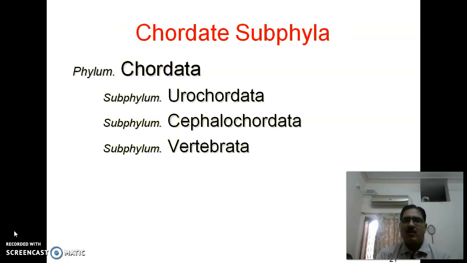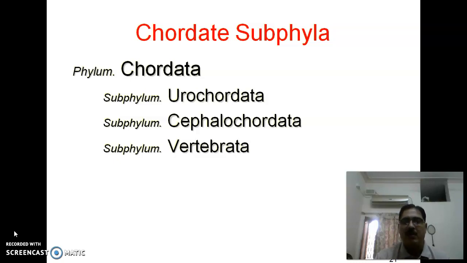The chordates are further classified into three subphyla. One, Urochordate. Urochordates are also known as tunicates because they have an outermost body covering in the form of test or tunic, and generally the notochord is present in the larval tail, and hence the name is given Urochordate.